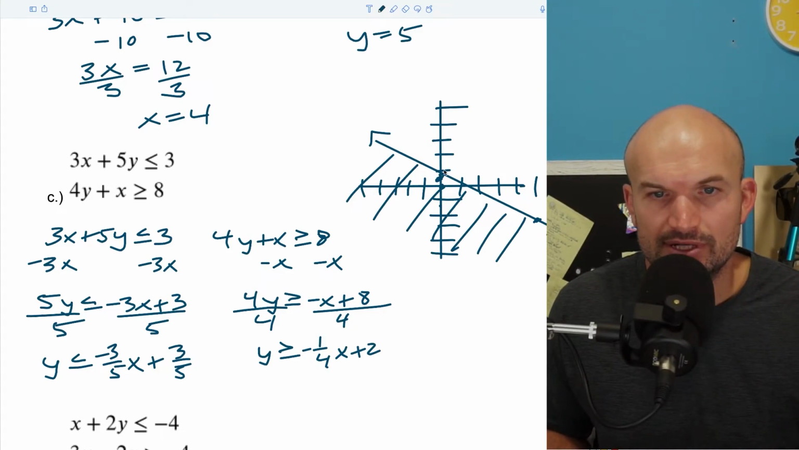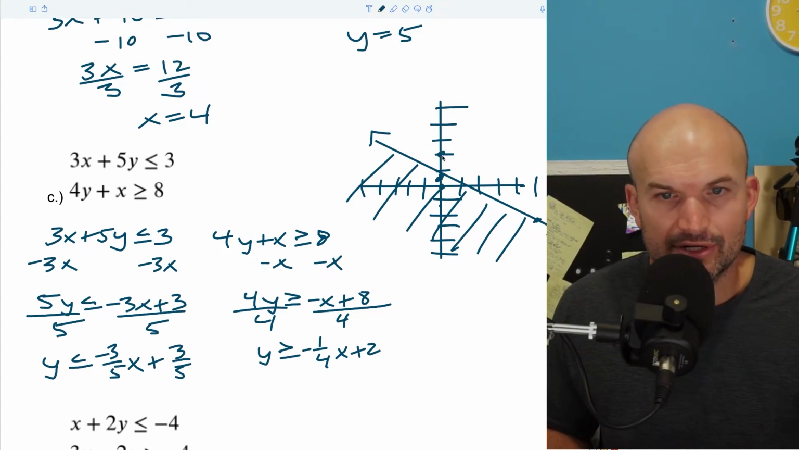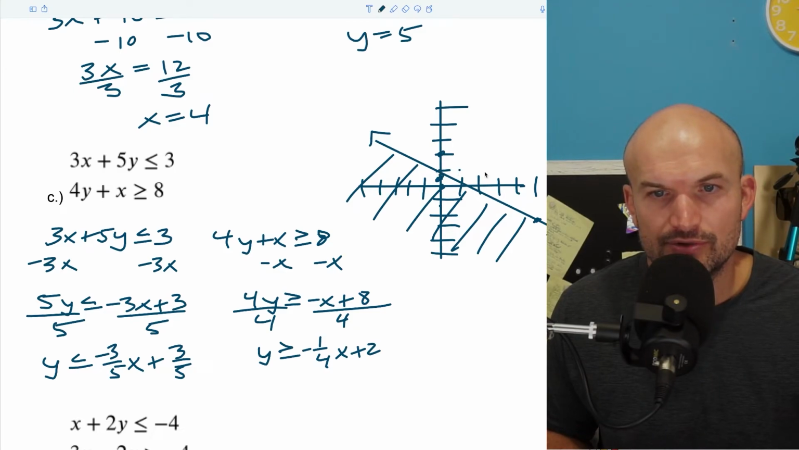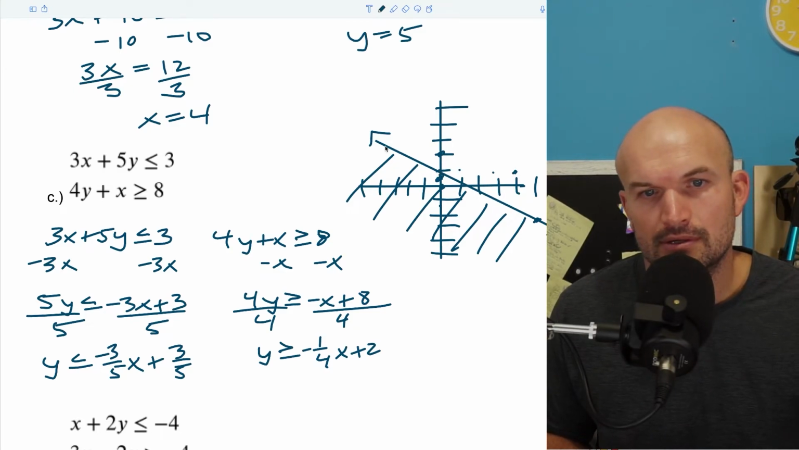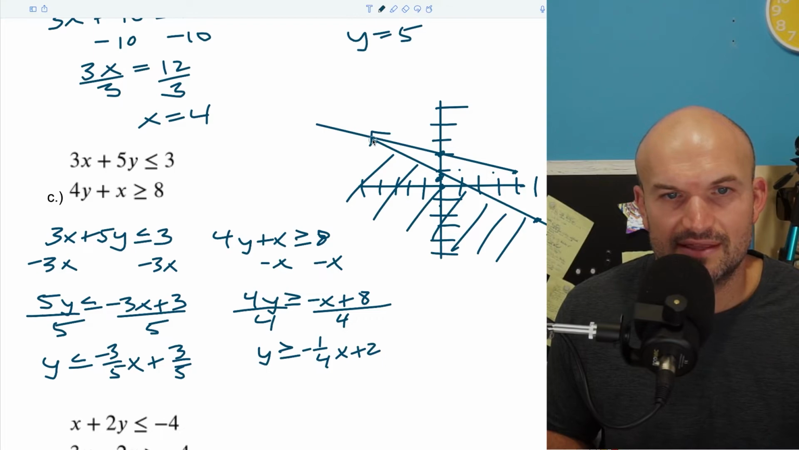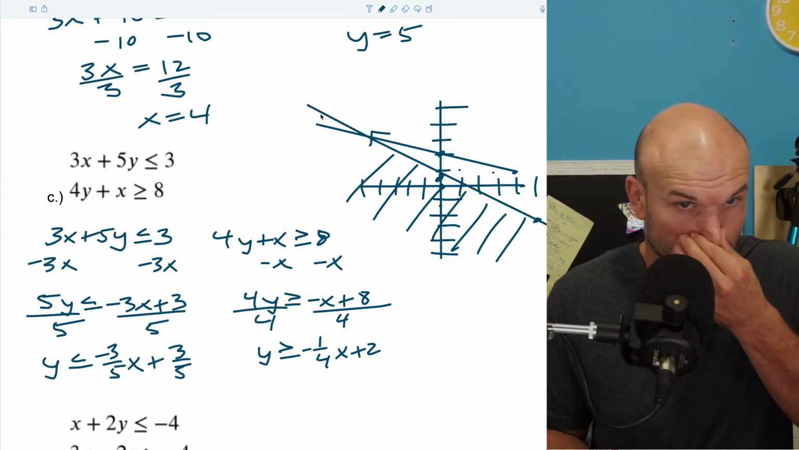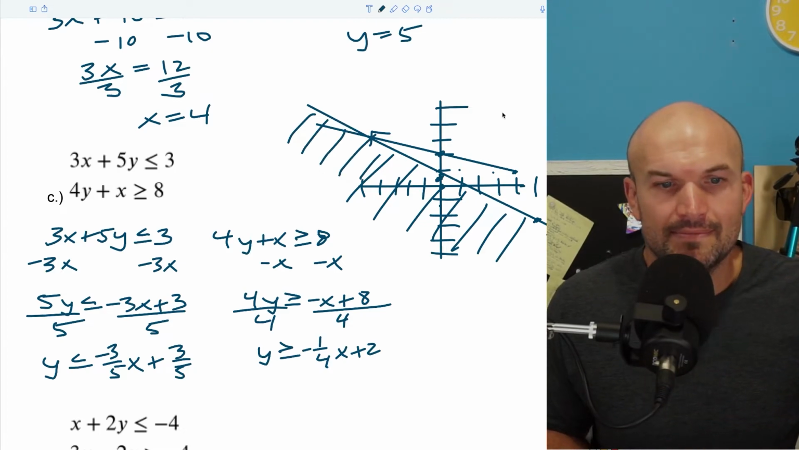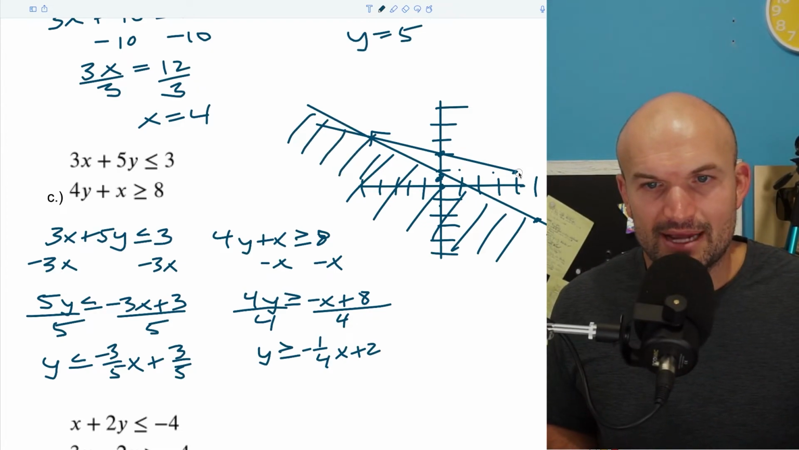So we'll go up 2, 1, 2. And then I'm going to go down 1 over 4, so 1, 2, 3, 4. So it looks like that. It's going to have a slope that goes like this. Okay, it looks like we're going to have to extend this a little bit farther to see. Okay, and that's what my graph looks like there.